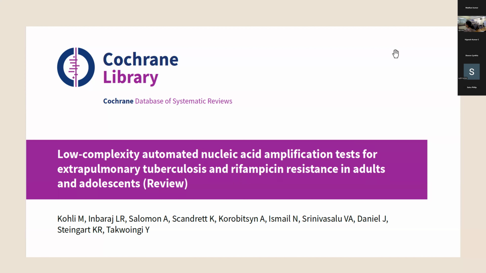This is a recent Cochrane systematic review and meta-analysis. It's looked at low complexity automated nucleic acid amplification tests for extrapulmonary tuberculosis and rifampicin resistance in adults and adolescents. Okay, this was published fairly recently and it's an excellent review.